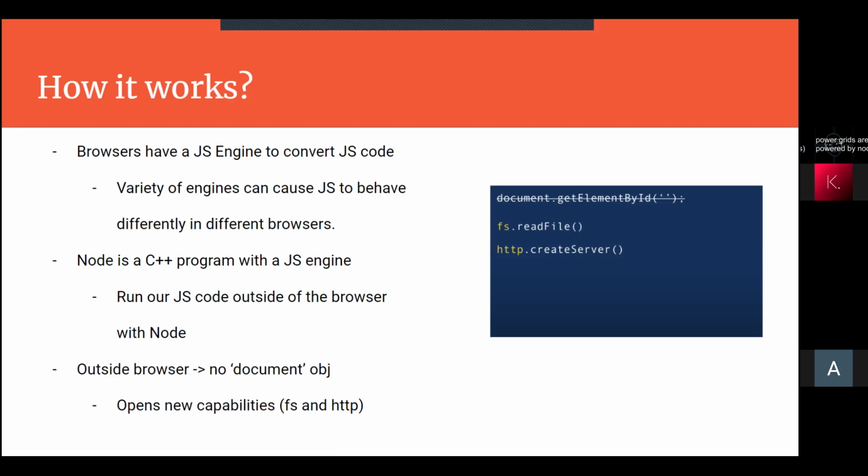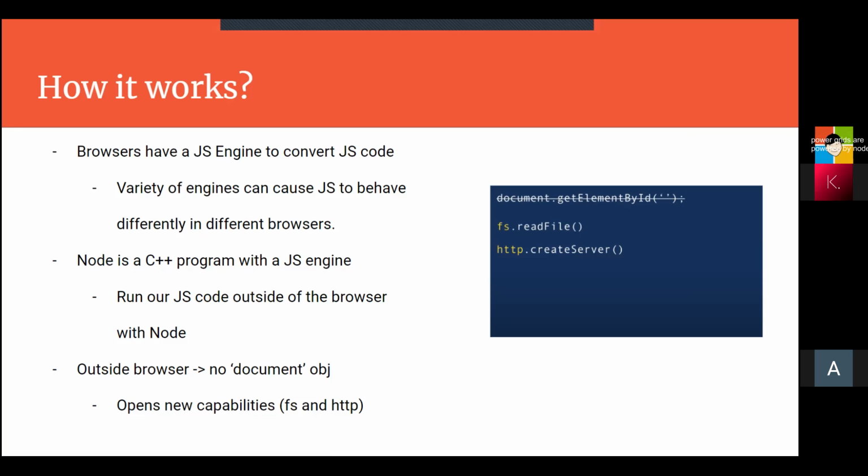But Node is actually a C++ program, and it has an embedded JavaScript engine. So it doesn't mean you're going to be writing your code in C++. It just means Node itself, the program, is built in C++. And it's a runtime environment for executing JavaScript. In fact, Node actually uses the same JavaScript engine as Chrome. It uses the V8 engine. But again, they have two different runtime environments. So that's the difference between them.